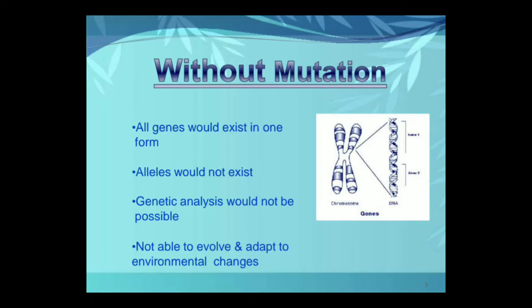If there is no mutation, what will happen? Without mutation, all genes would exist in one form, alleles would not exist, genetic analysis would not be possible, and organisms would not be able to evolve and adapt to environmental changes.